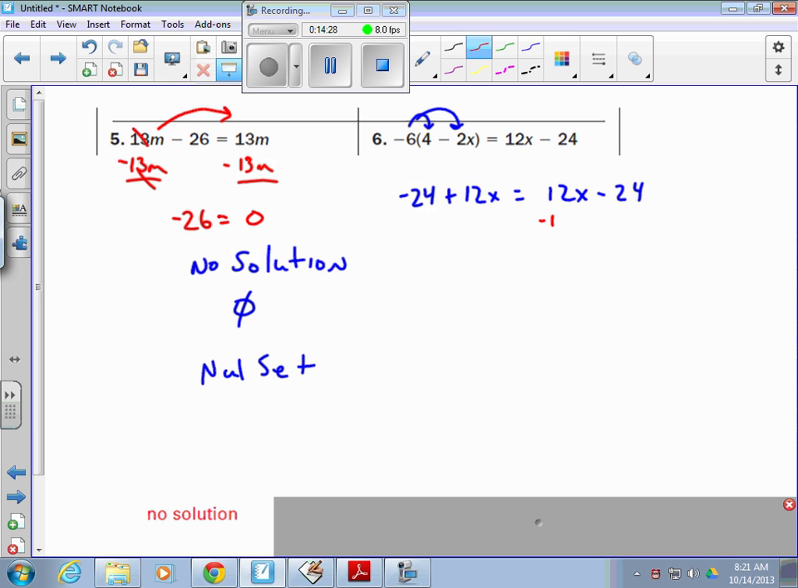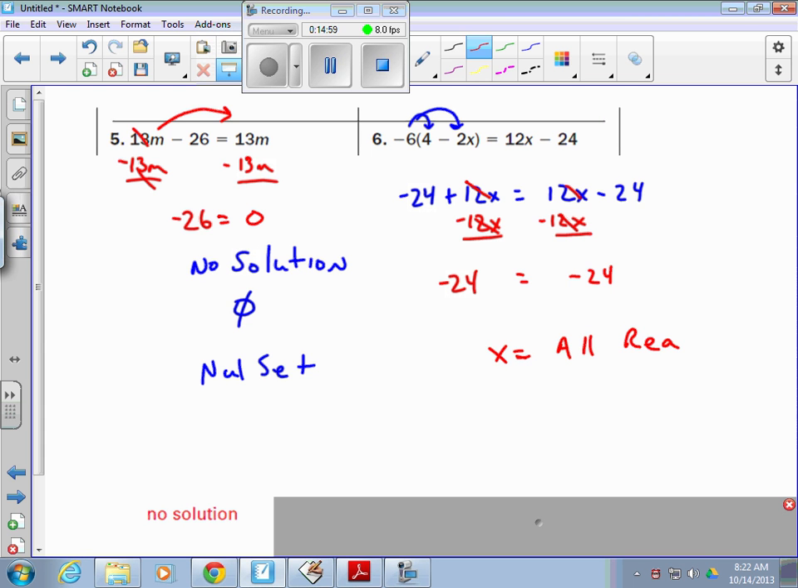Subtract 12x from this side, subtract it from this side, and that cancels it out and leaves you with negative 24. It cancels it out on this side, and this one leaves you with negative 24 as well. Notice that, unlike number 5, that one is a true statement. Negative 26 wasn't equal to 0, but negative 24 is equal to negative 24. That means any value you plug in place of x will make it a true statement. So x equals all real.